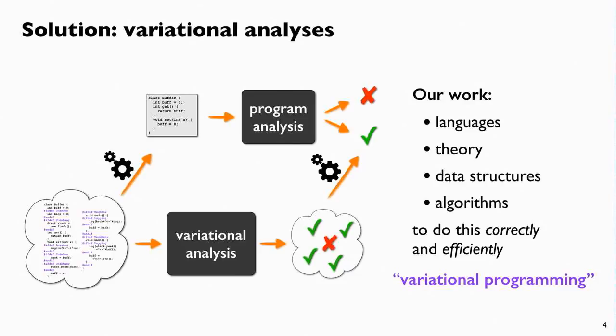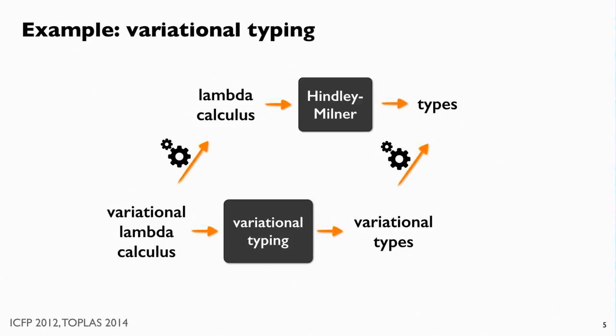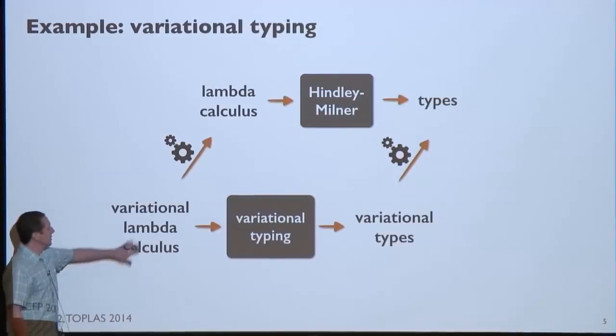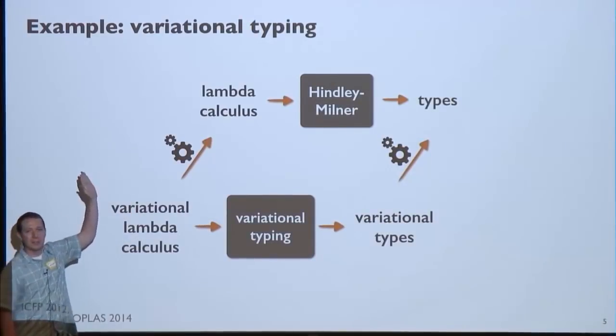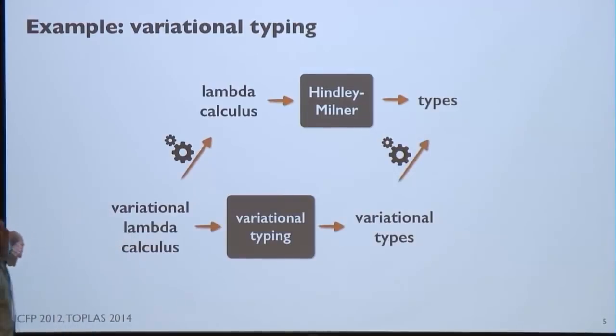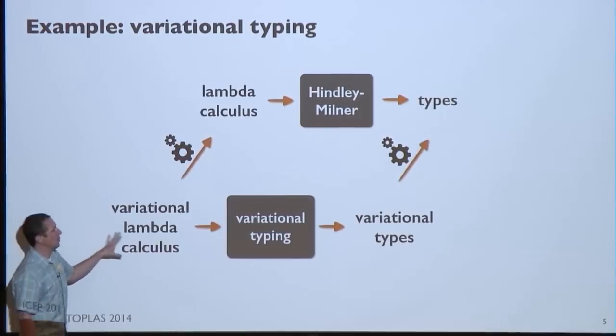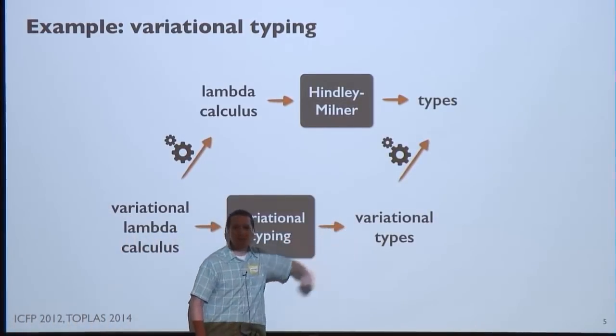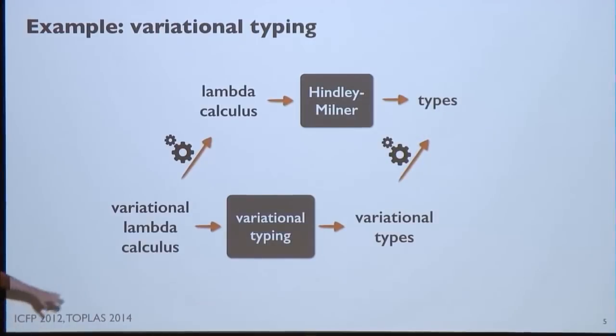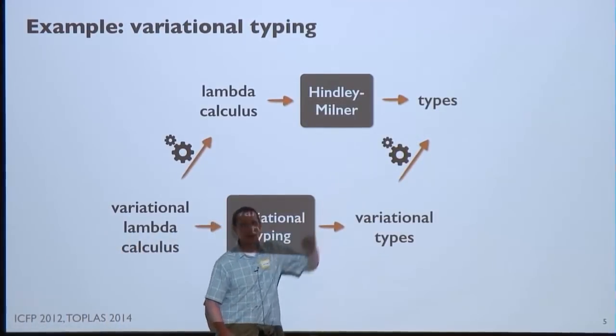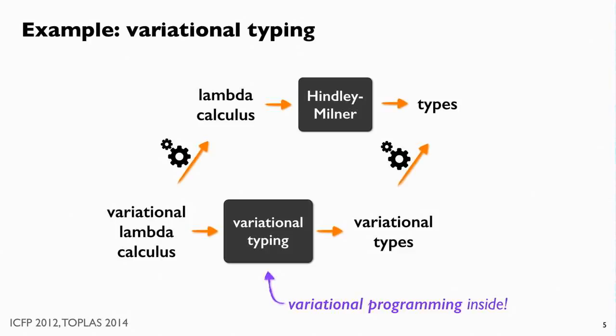So the first example of this that we did, when I was a grad student, is variational typing. This is just a concrete instance of this last slide. Normally you have lambda calculus, you run the Hindley-Milner algorithm, you get a type. You infer a type for that program. So here we have a variational lambda calculus, and we can run variational typing on that and get back a variational type. And the types that are represented here correspond to all of the types of each of the configurations. Okay, and in order to implement this variational typing box here, we need variational programming.